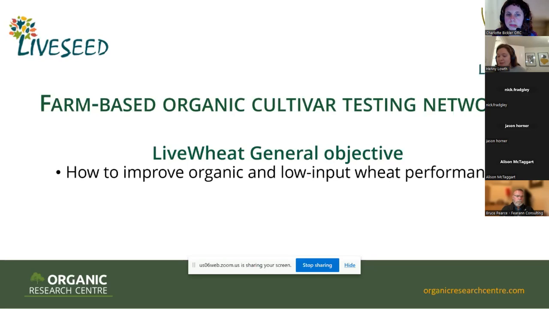This project recognized that cultivar testing and information that was being provided to organic farmers wasn't entirely relevant to them. It was based on information from trials that had been carried out in conventional systems. And so the general objective of LIVE WHEAT was looking at how to improve organic and low input wheat performance, by using information gathered from these organic trials on farm to provide some more relevant information to organic farmers.